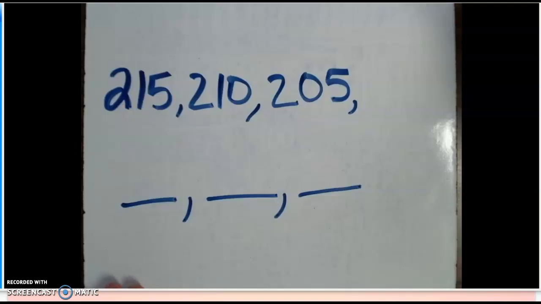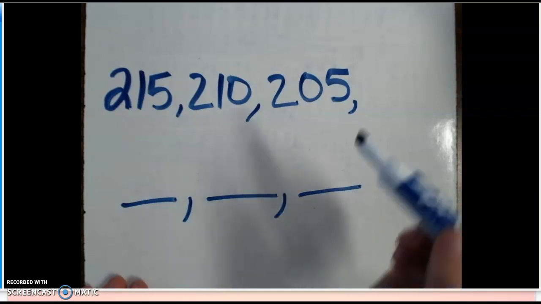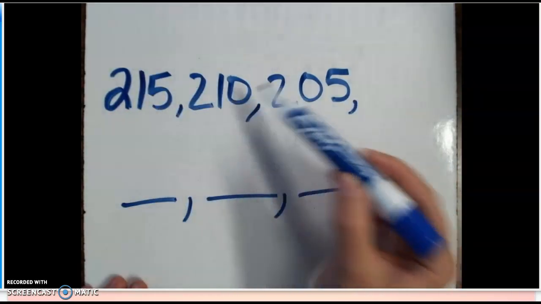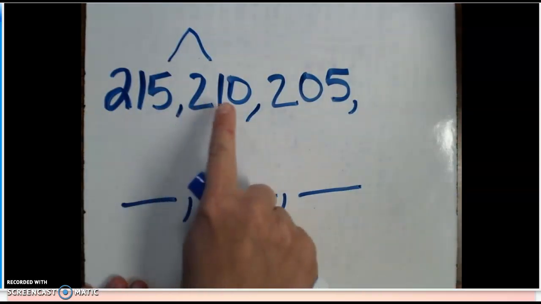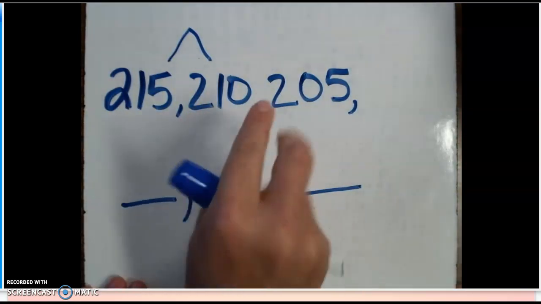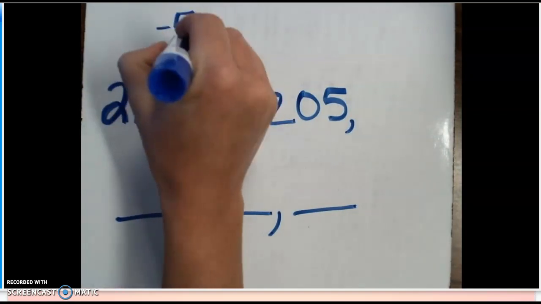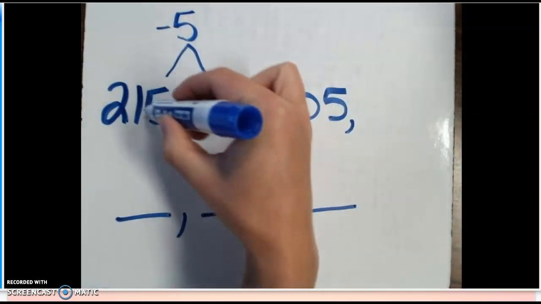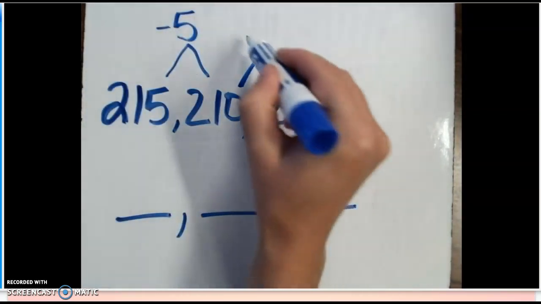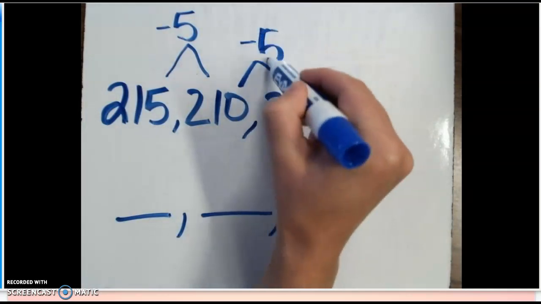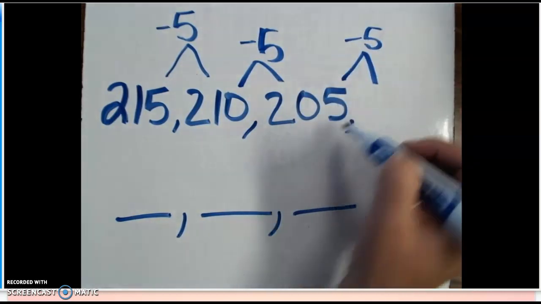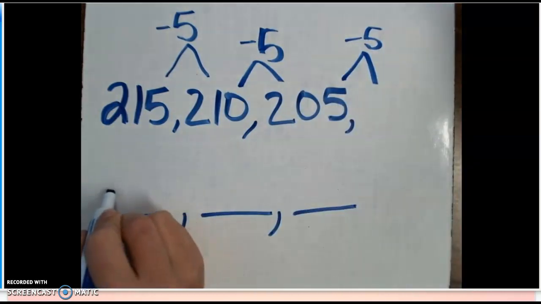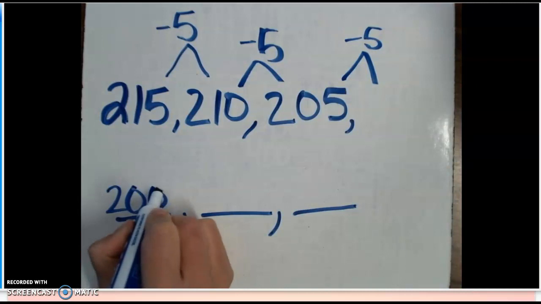So if he is skip counting backwards, I know that the numbers are going to get smaller. So I need to find out what is the difference between 215 and 210. Oh, it's counting down by fives. So 215, 210, 205. Okay, so if I have 205, if I take 5 away, I would be at 200.